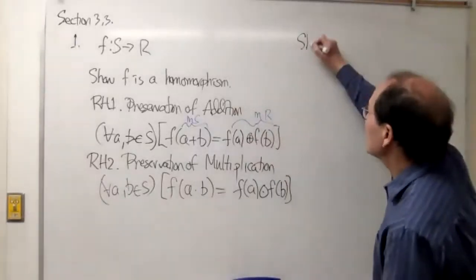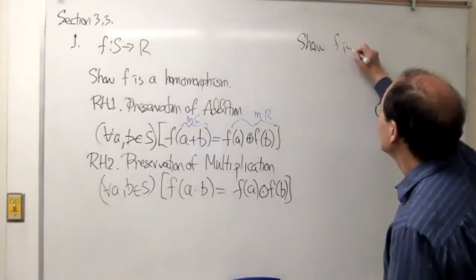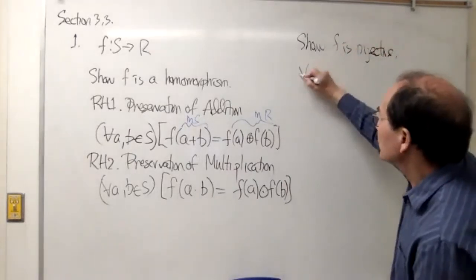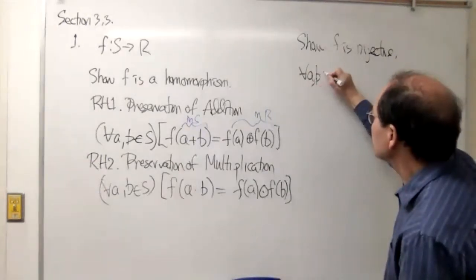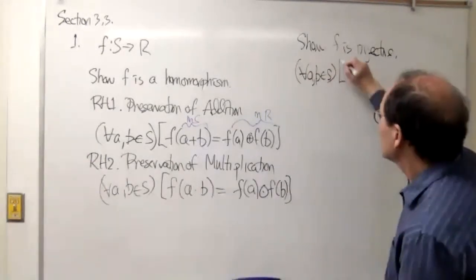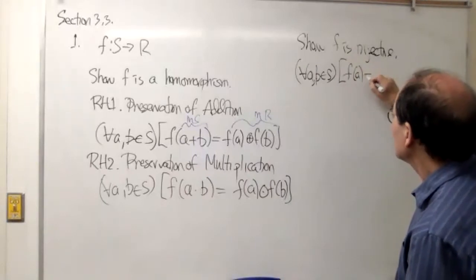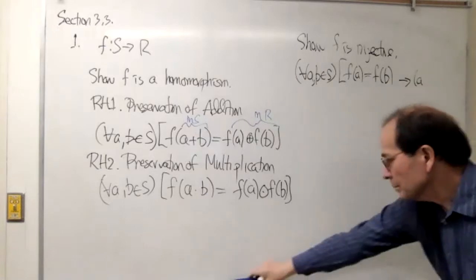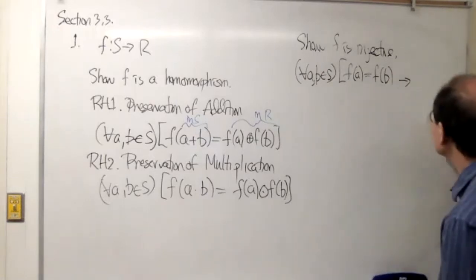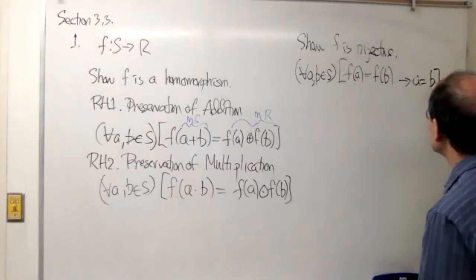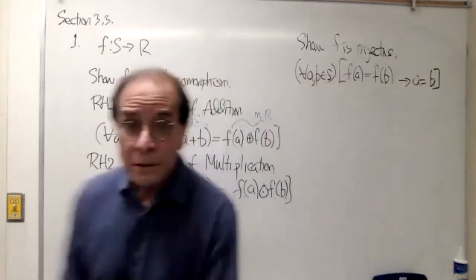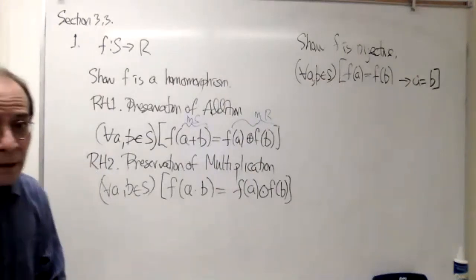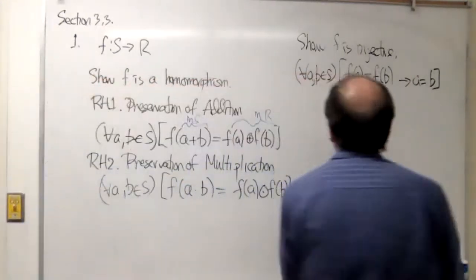Then you need to show that F is injective. So for injective, this is going to be for all A, B in S. The definition of injective is going to say F of A equals F of B implies A equals B. Okay, so that's just the definition, or at least the contrapositive of the definition. So to prove this now, you're going to suppose A and B are arbitrary elements of S.